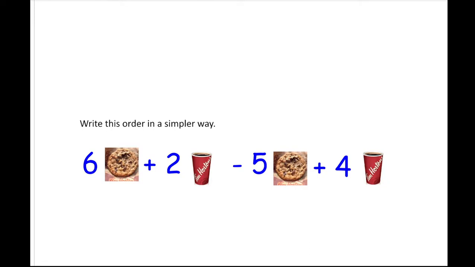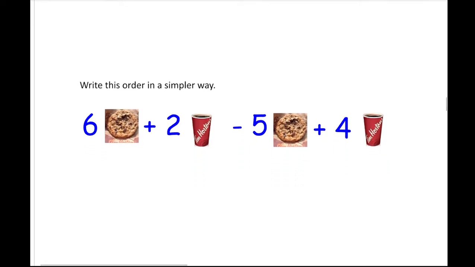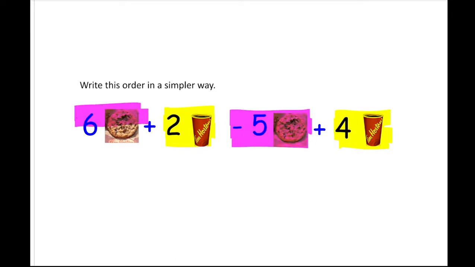Let's look at a second one. So here I'm going to write this order in a simpler way again. Again, looking at my order, I have 6 cookies plus 2 coffees minus 6 cookies plus 4 coffees. Again, I'm going to focus on the parts that are the same. So the cookies are the same, the coffees are the same. I'm going to group them together. I had 2 coffees plus 4 coffees.